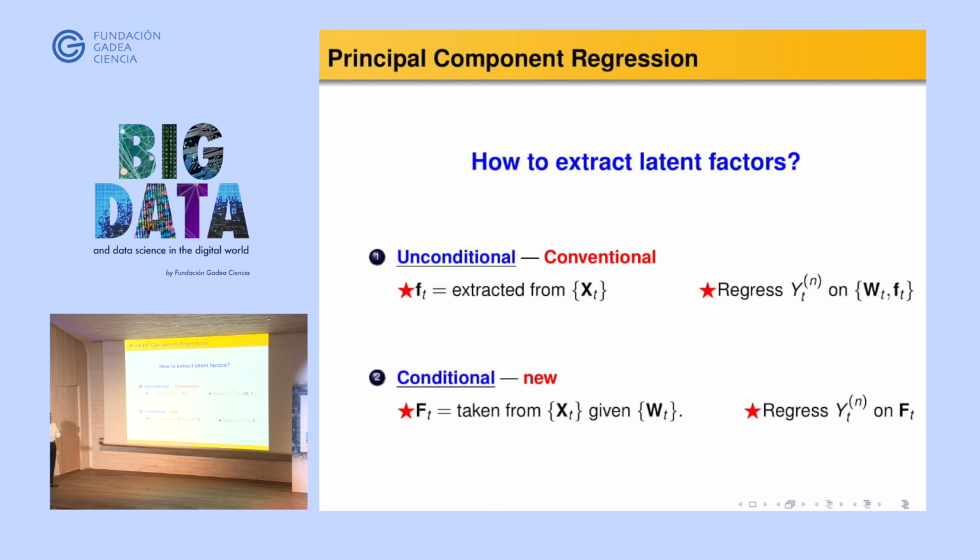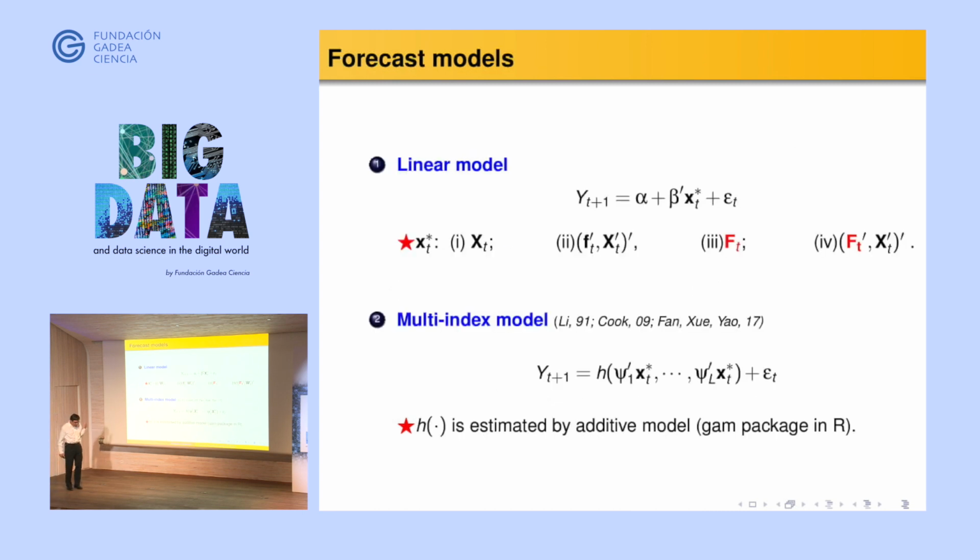The other one is conditional, the new one that we have, right? I do smoothing: XT smoothed on WT first, and then I take an FT from this smoothed, or projected, data, and then I regress my outcome on this conditional, or projected, type of PCA. So these will be two different methods. This is the potential forecasting if you focus on the linear model, and this is what I'm going to focus on.